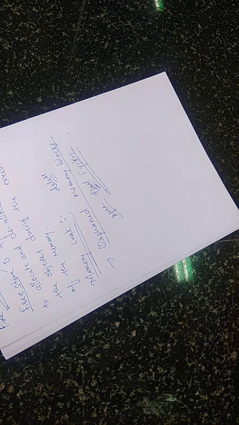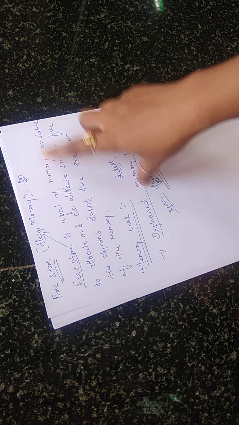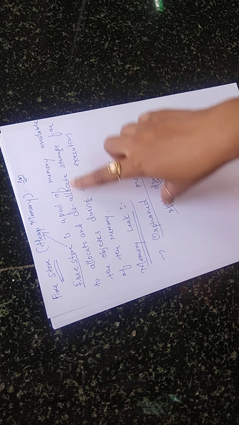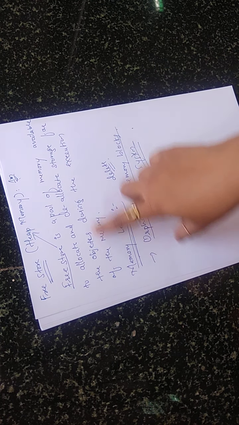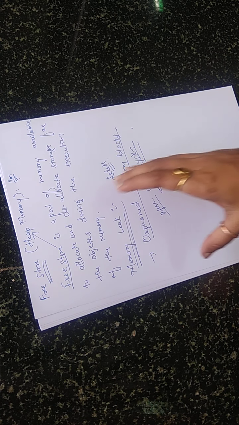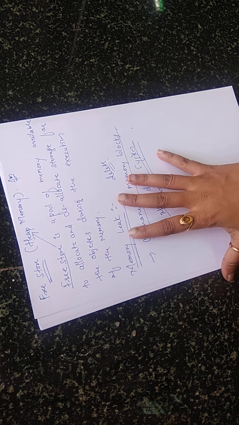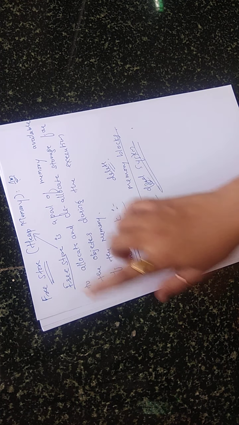Next, coming to the next point, we had the free store. What do you mean by free store? The free store is nothing but a pool of memory which is available to allocate and deallocate storage for objects during the execution of your program. So whenever you want to allocate or deallocate memory dynamically, the memory you use comes from that pool, and that memory is your free store.